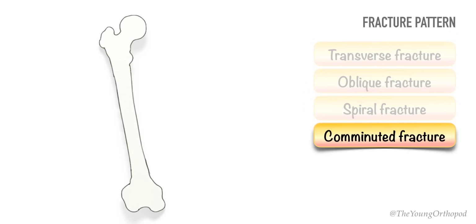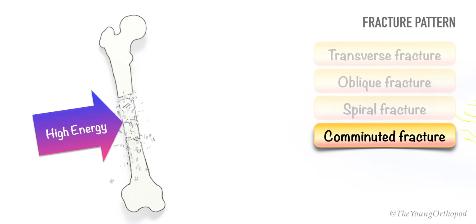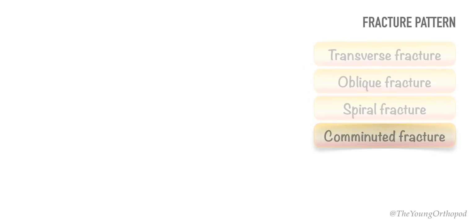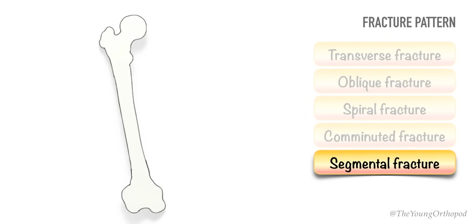A comminuted fracture is a fracture with multiple fragments. It is seen in high-energy injuries and also in cases where the crushing force acts along the long axis of the bone. In a segmental fracture, there are two fractures in one bone, but at different levels, leading to a free segment in between.